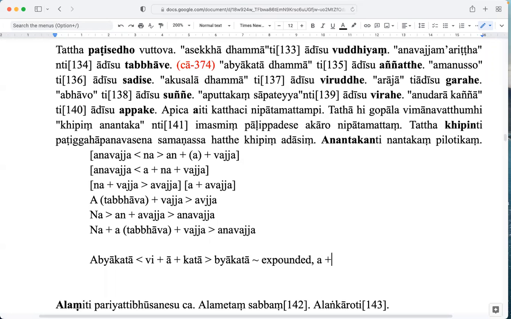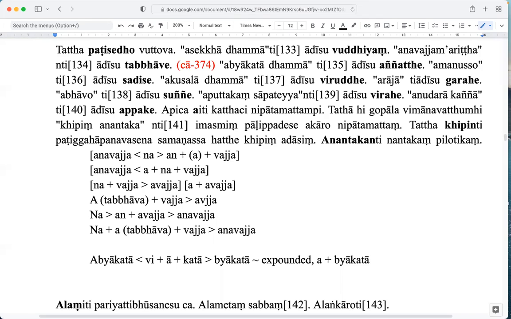So that means Bhyagata does not mean not expounded. It is expounded in another way, in another meaning. The Dhamma expounded in another meaning, another sense, that is Abhyagata. So Kusala Dhamma are expounded in the Kusala sense.